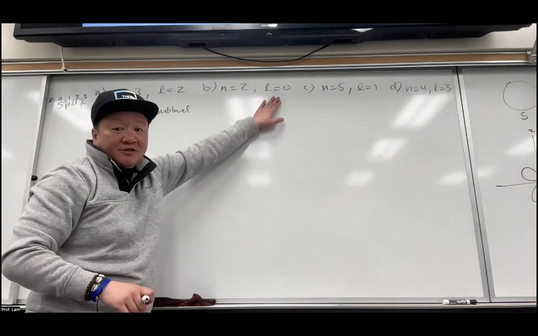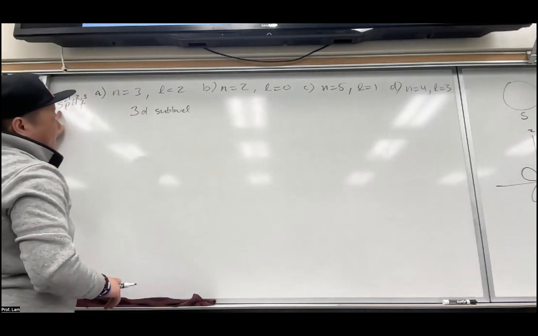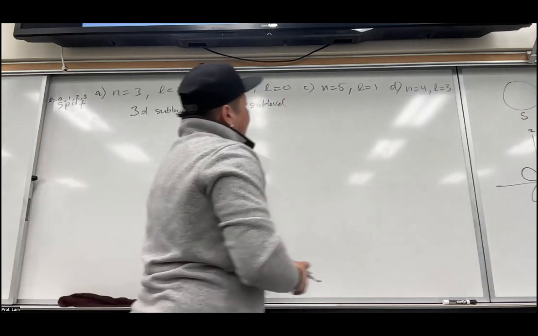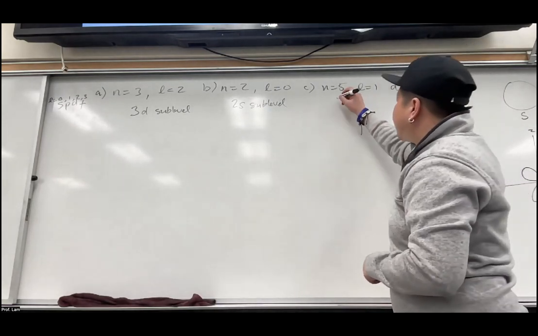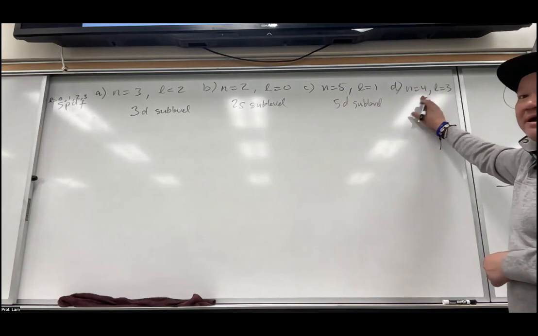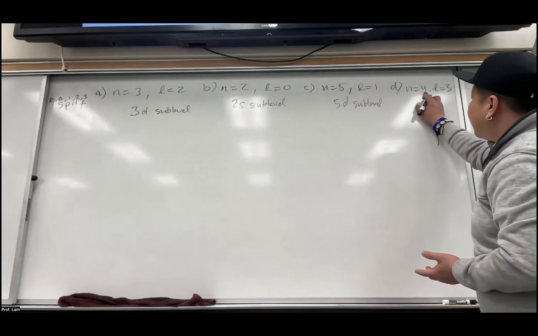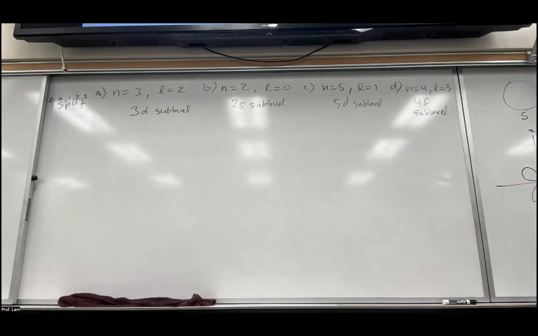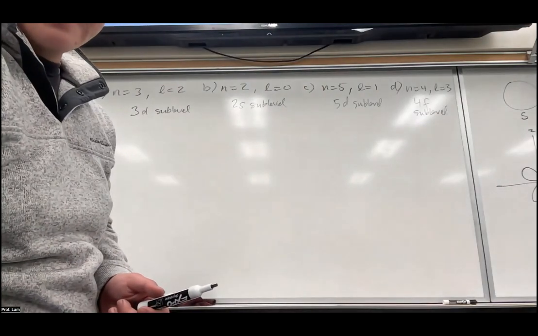n is equal to 2, L is equal to 0. S, P, D, F, 0, 1, 2, 3. L is 0 is the S sublevel, so that's a 2S sublevel. n is equal to 5, L is equal to 1. When L is equal to 1, it's a P sublevel, so this would be the 5P. And then n is equal to 4, L is equal to 3. When L is equal to 3, it's an F sublevel, and the size is 4, so you go 4F. So that's how you denote sublevels given n and L.